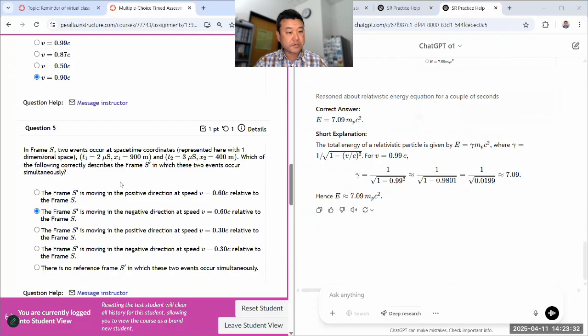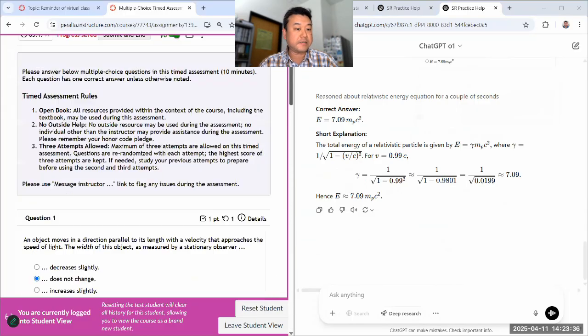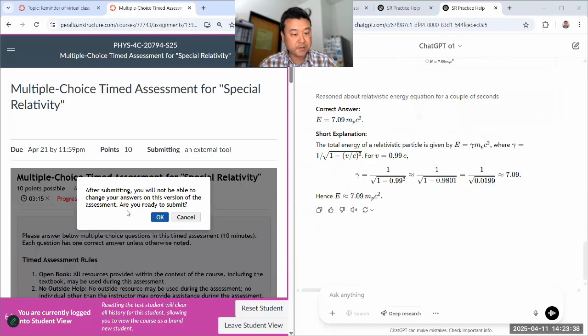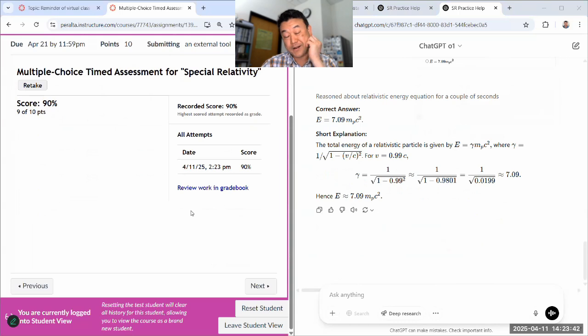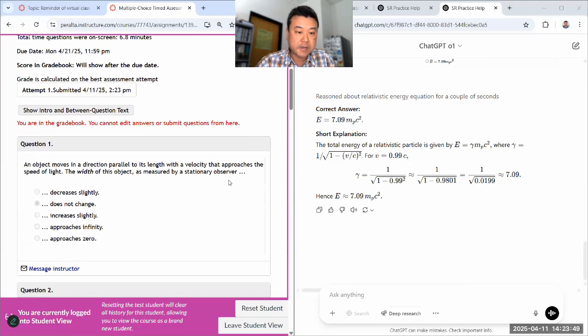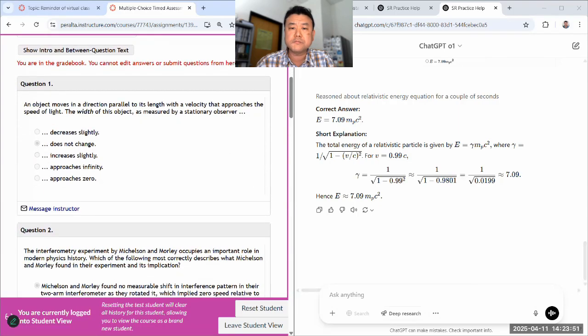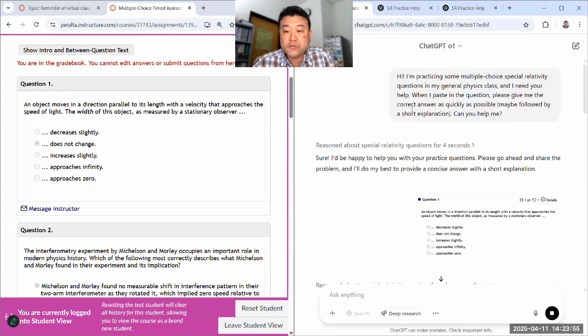So I answered all 10 questions. Hopefully, I didn't make an operator error. Let's first submit and end. So ChatGPT did it in a little under 7 minutes, and it's pretty good now. Missed one question. Let's see what question that is. I'm glad I didn't close these tabs because I'm gonna have to scroll back through them so that people who are actually interested in the explanation can read it.